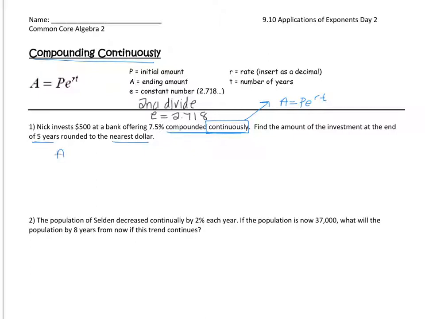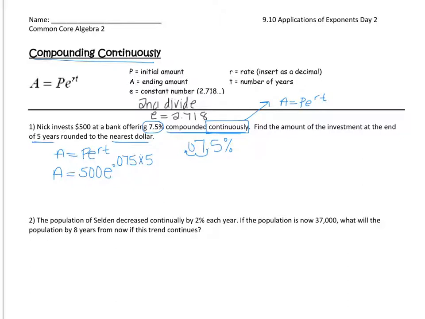So let's write the formula. A equals PE to the RT. So we want to find his ending amount, A, if he invests 500, which is his initial, E to the R, here's my rate, but again we don't put it in as a percent, we have to move it 2 places to the left, and put it in as a decimal, so 0.075. And T is 5 years, so times 5.